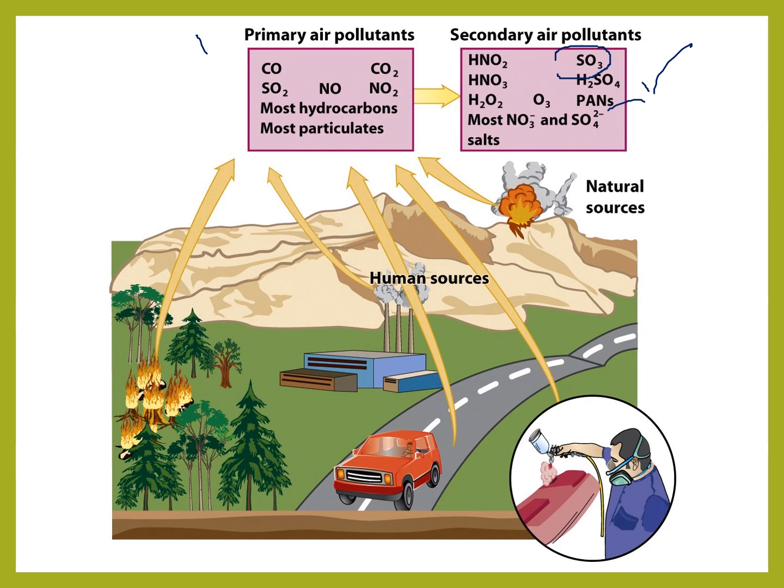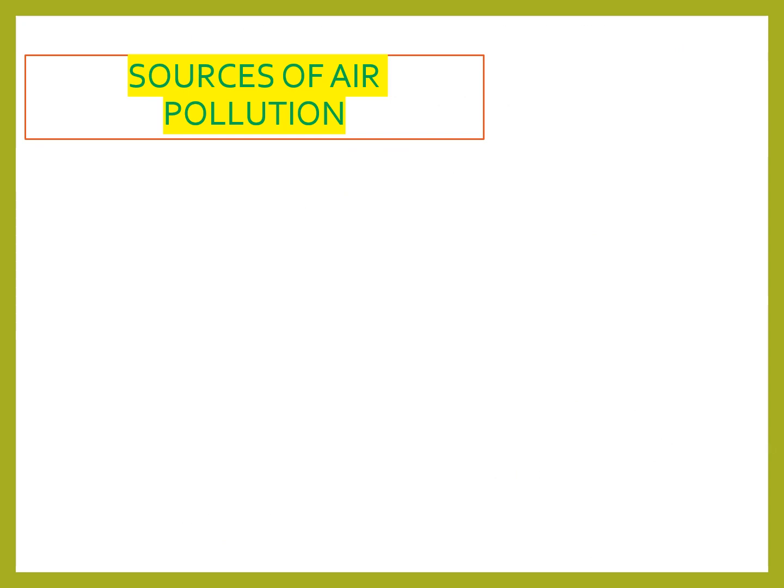So here you can see these human sources, meaning man-made sources, and these are some natural sources, like this volcanic eruption, that result in different types of primary and secondary air pollutants. Now we will discuss the sources of air pollution. Basically there are two sources of air pollution. First is natural, like forest fire, pollen grains, dust storm. These are natural sources by which air pollution is taking place.